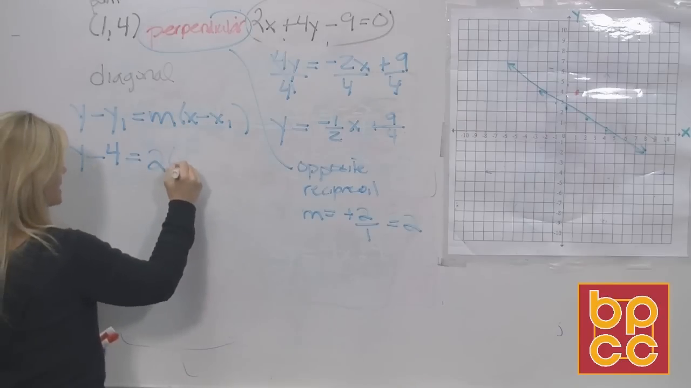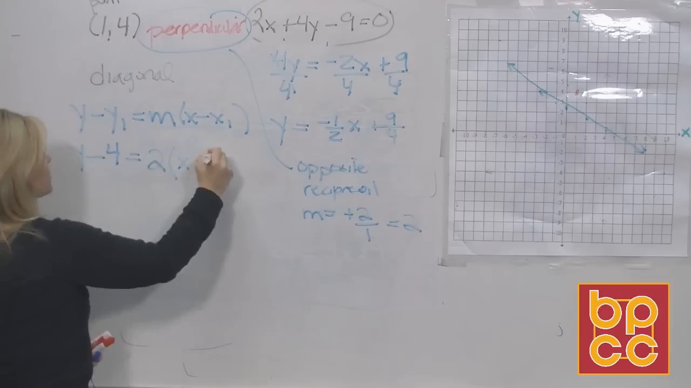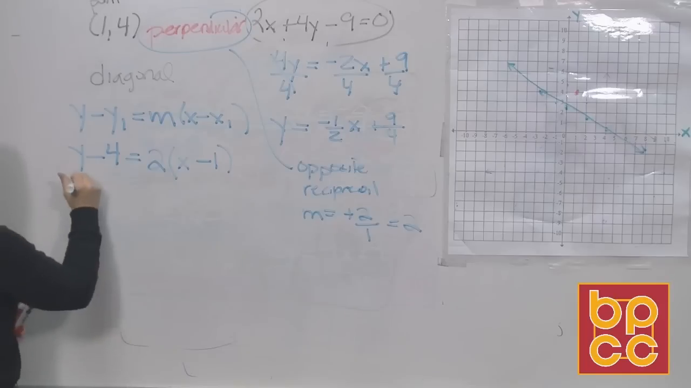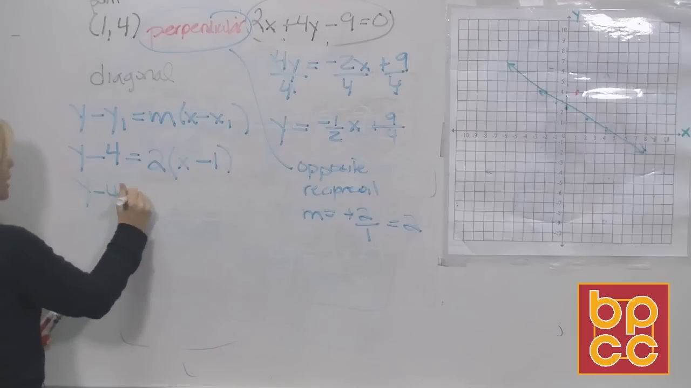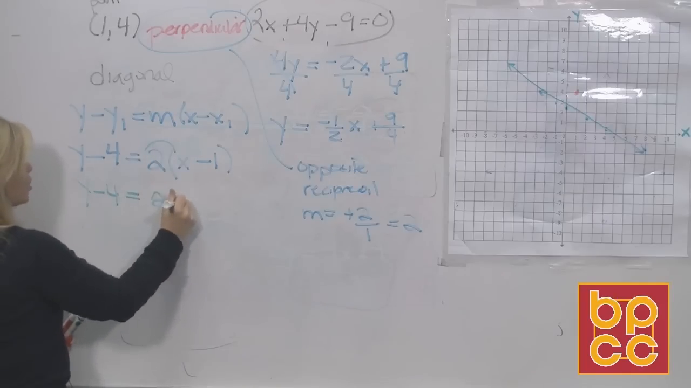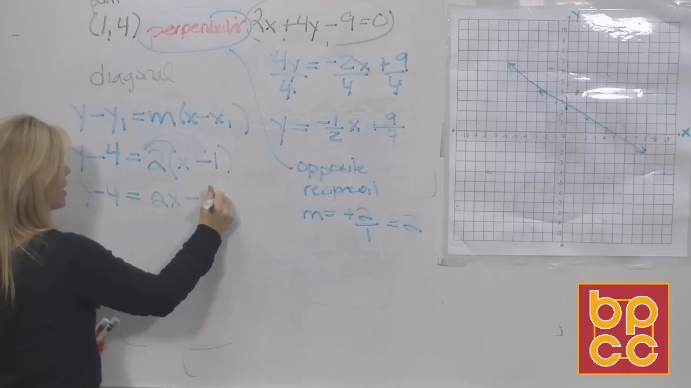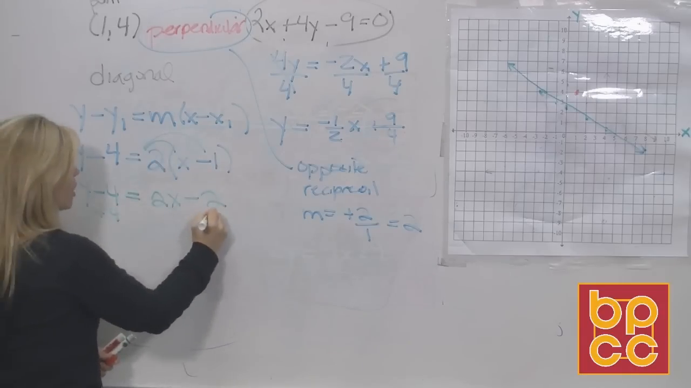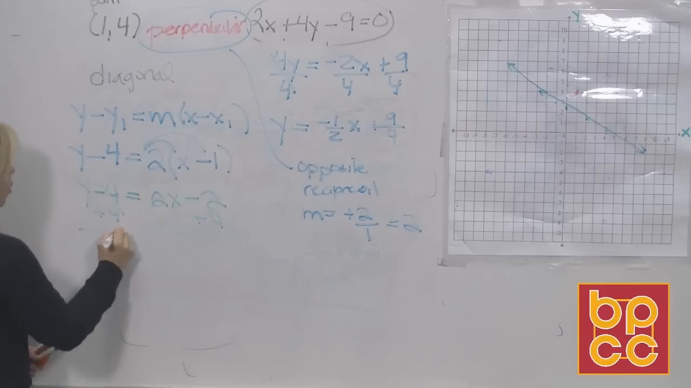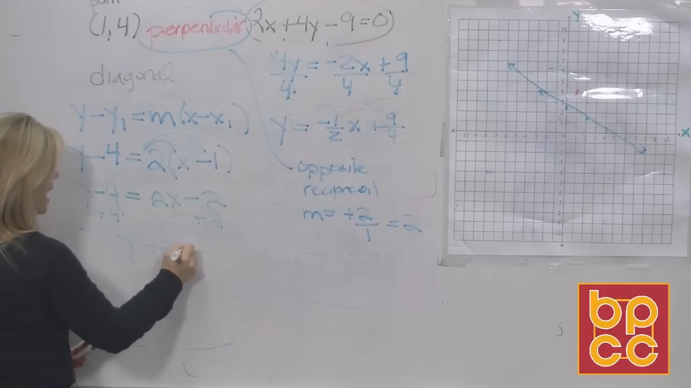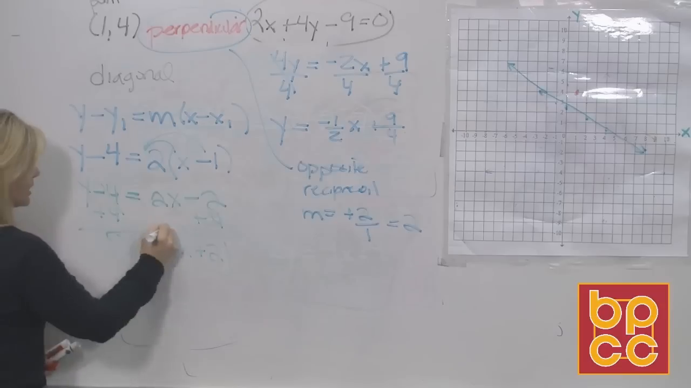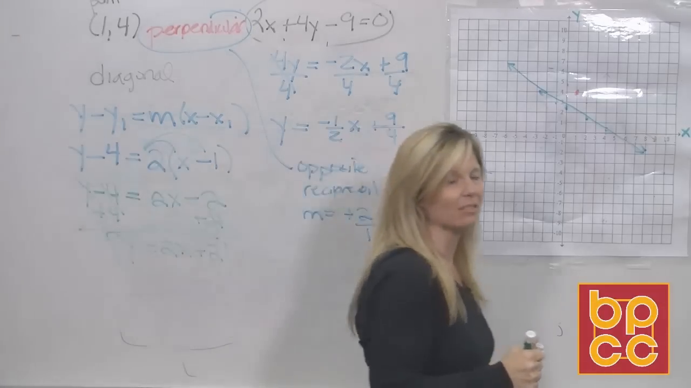Then we write x minus, and there's my x value, 1. Once you get that point slope filled in, you know to work it out. Y minus 4 equals 2 times x is 2x, 2 times negative 1 is negative 2. Looking like a diagonal line. Let's add 4. Let's add 4. Y equals 2x. Negative 2 plus 4 is 2. Look at that. There's an equation of a diagonal line.